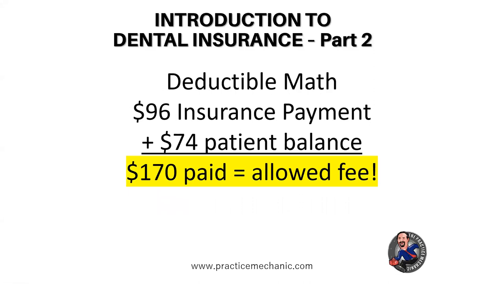We take the $96 insurance payment, we add the $74 patient balance, $50 deductible, $24 copay, $170 is what's paid total between the two, and that equals the allowed fee of $170 per the fee schedule with that patient.